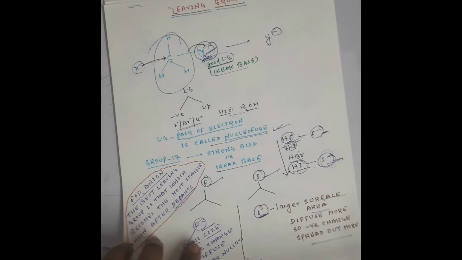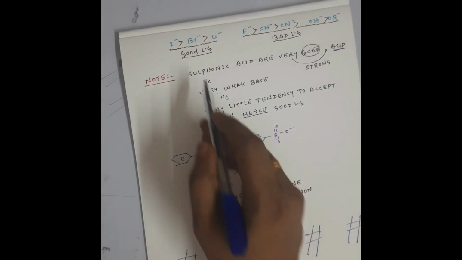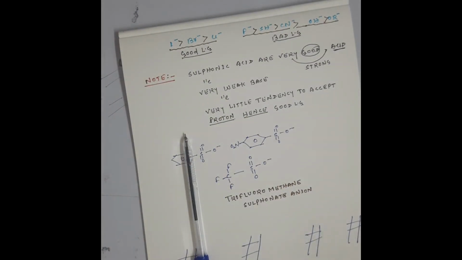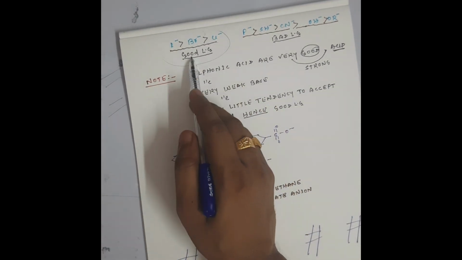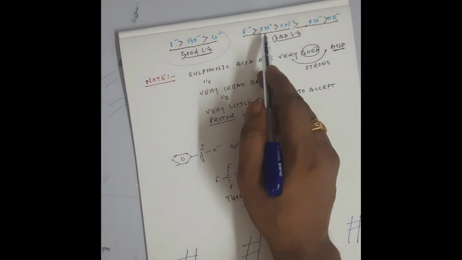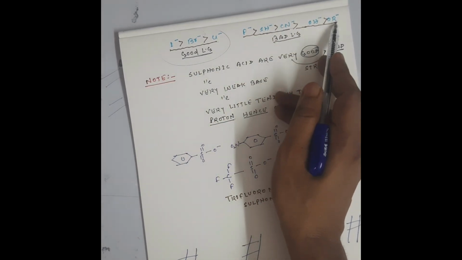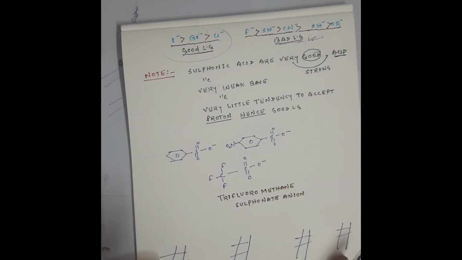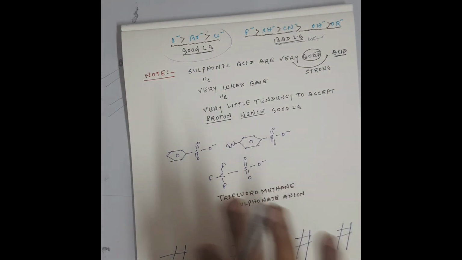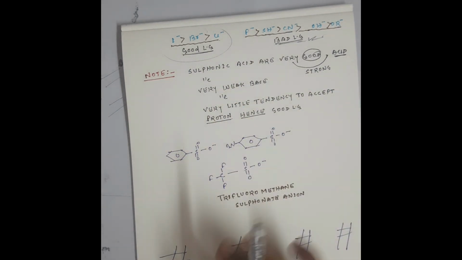Now, see here: I minus, Br minus, Cl minus, F minus. I minus, Br minus, Cl minus are good leaving groups. F minus, SH minus, CN minus, OH negative, and OR minus are bad leaving groups. How can I decide? You can simply form their conjugate acids and understand, but simply learning this is enough, and you can solve any questions.